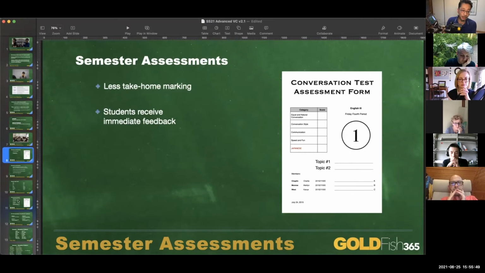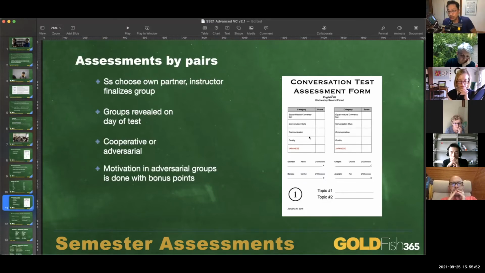In the second semester, notice there are 2 assessment cards because now they're working in pairs. Now there are 2 ways to handle this. You can either do this cooperatively or adversarially. If you do it cooperatively, it's basically the same as the first semester, where you say, all of you are in a group of 4, now just have a fun conversation on, you know, Japanese TV, whatever you like. And the real wild card is that they don't know who the other pair will be.